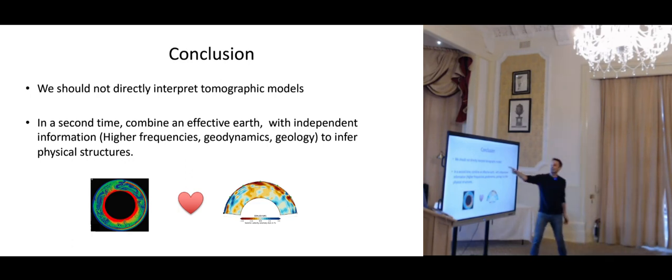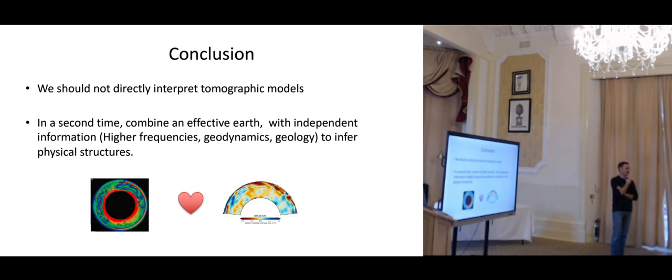Also, I'd like to say that we should not directly interpret tomographic models because they are effective images. They are not the true Earth. They are like an equivalent Earth. And then in a second step, we can combine this effective Earth that we have obtained from tomography with independent information, higher frequency or geodynamics, to infer physical structures.